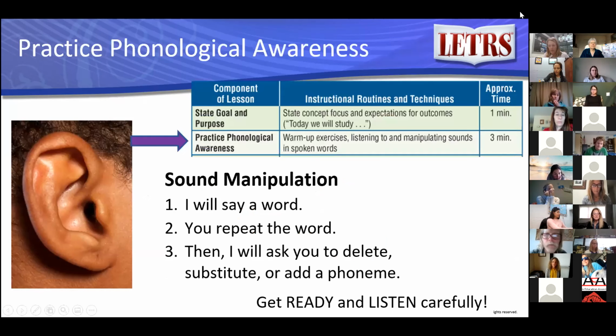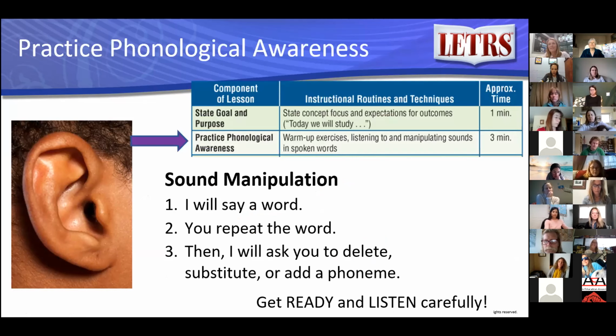So starting with the phonological awareness practice, I'm going to say a word. You're going to repeat it. Then I will ask you to do something with it, like delete, substitute, or add a phoneme. So I would love for all of you to unmute. This gets kind of noisy and messy, but it just gives you the experience that the kids have.